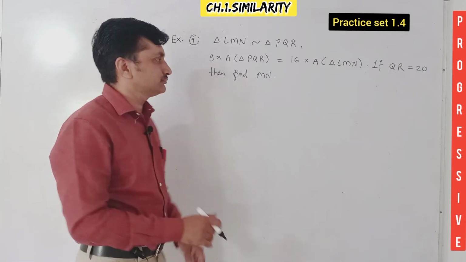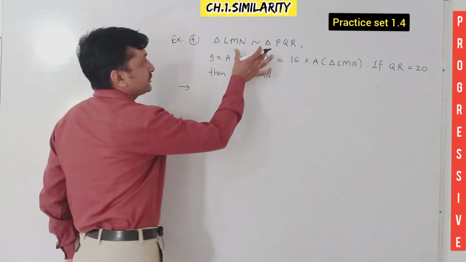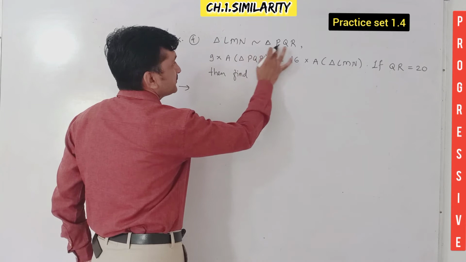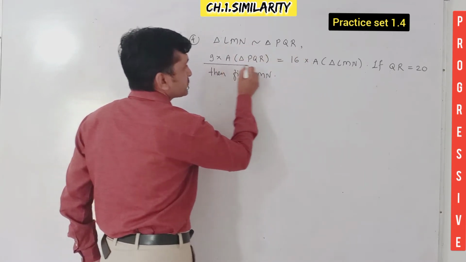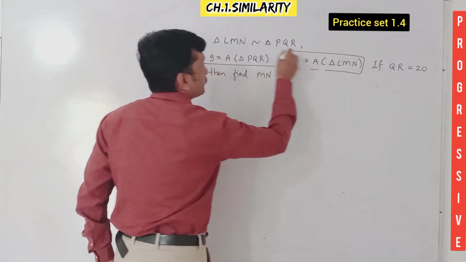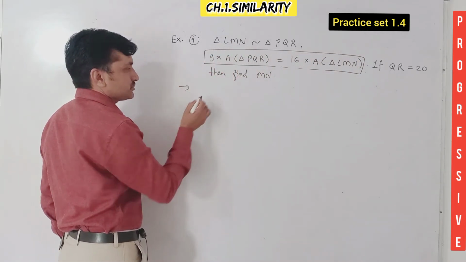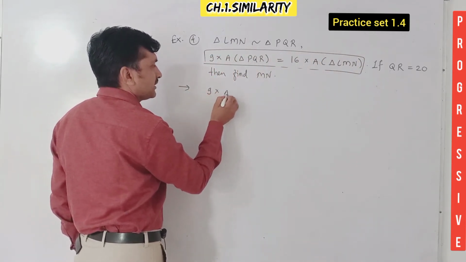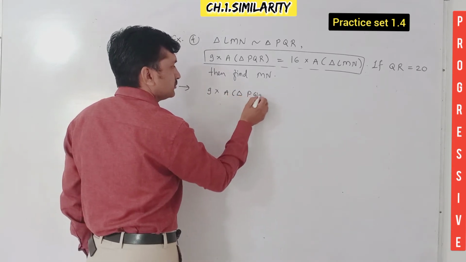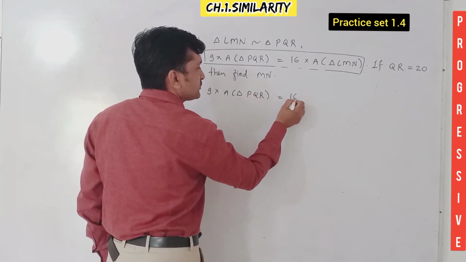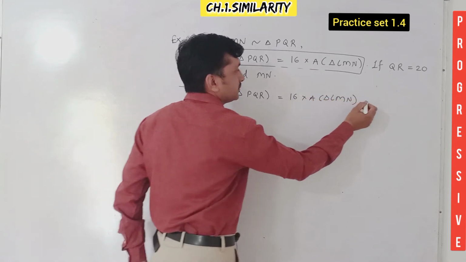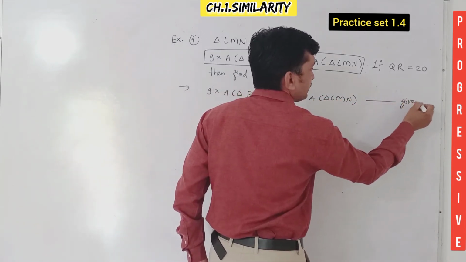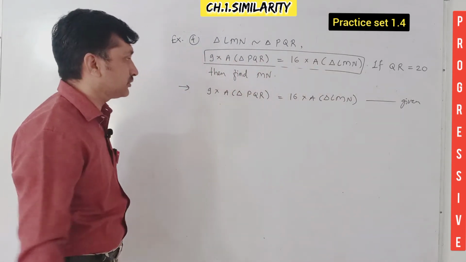Example number 4. In this example it is given that triangle LMN is similar to triangle PQR, and one more equation is given. We have to use this equation for the ratio. 9 multiplied by area of triangle PQR is equal to 16 multiplied by area of triangle LMN. It is given. We did not take it by ourselves, it is given in the example.